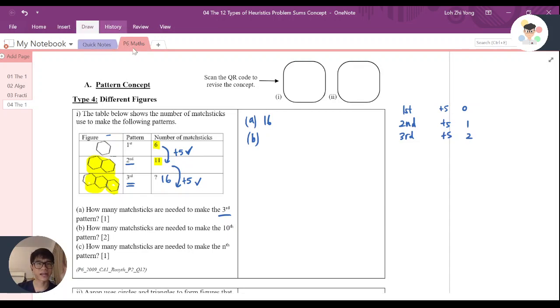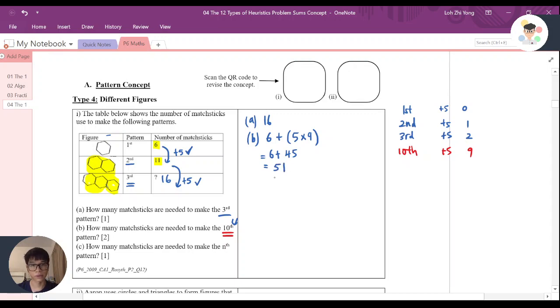Now, since the question is asking for the 10th pattern, then we need to increase 5 for how many times? We know that you need to increase 5 by 9 times. Okay? Because it's just like minus 1, right? So basically we know that to look for the 10th pattern, we need to have the first pattern plus increase 5 by 9 times. So it will be 6 plus 9 times 5. 5 times 9 is 45, and 6 plus 45 is 51. And that's basically B.